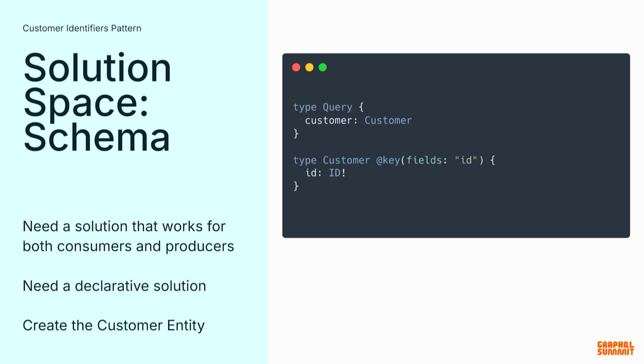We wanted a solution that works both for our customers and also our subgraph providers, where it's much easier to use, and also it's a common mapping service across our supergraph. And also we want a declarative solution. So we started with one single entry point to our supergraph. As you can see, the customer entity.